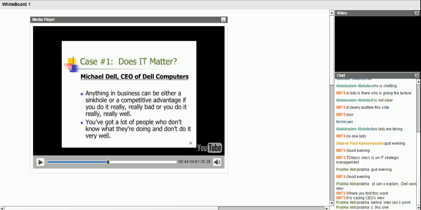So it basically means that there are a lot of things going on in the company which at times seem to be a competitive edge for you, and at times become a sinkhole for you. If you understand the process, if you understand why the changes have been made, then it is a competitive edge for you. If you don't understand what change has been made, then it will be a sinkhole for you.